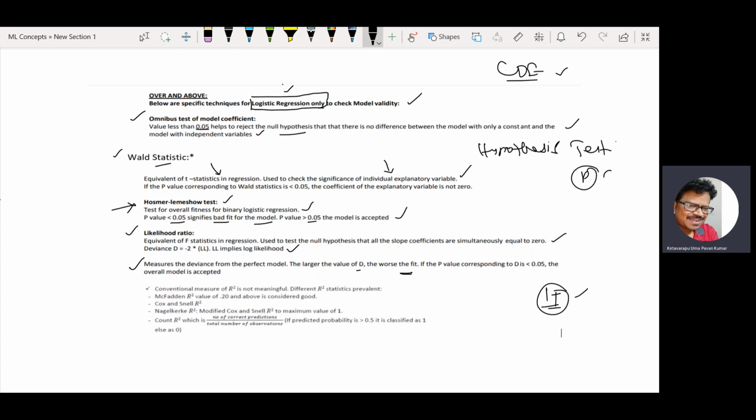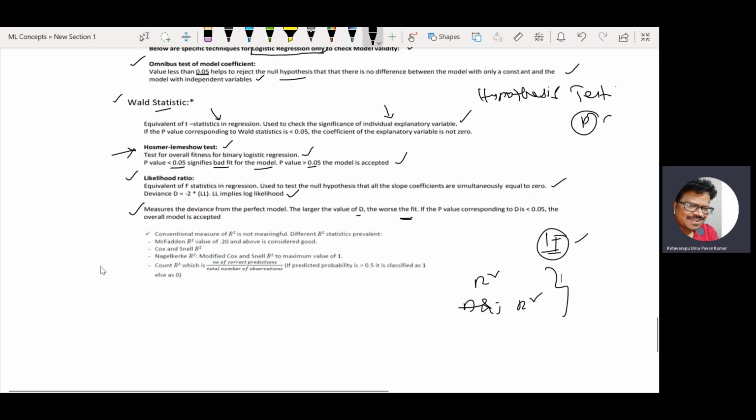And now one more thing, guys. Actually, R square and adjusted R square are purely for regression. Now let us see. If you are considering the conventional measure, R square is not meaningful, and a different R square statistic is prevalent, where McFadden introduced an R square value of 0.20 and above as good, and Cox and Snell R square was implemented. Actually, in these R square discussions, guys, we have seen the problem with R square is that it is not focusing on the features that are contributing negatively.